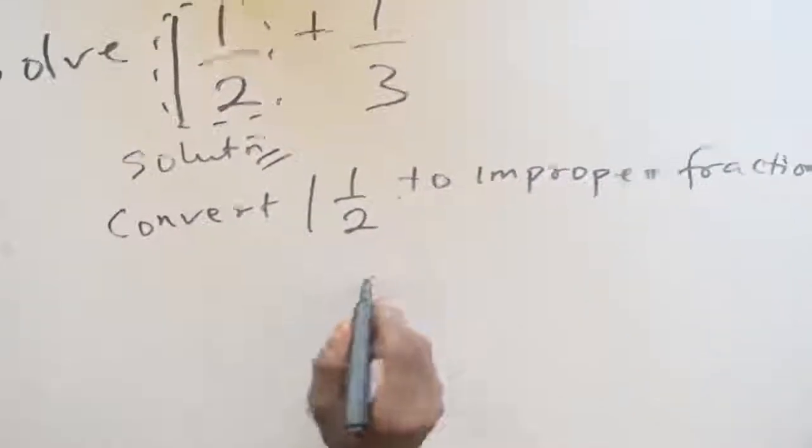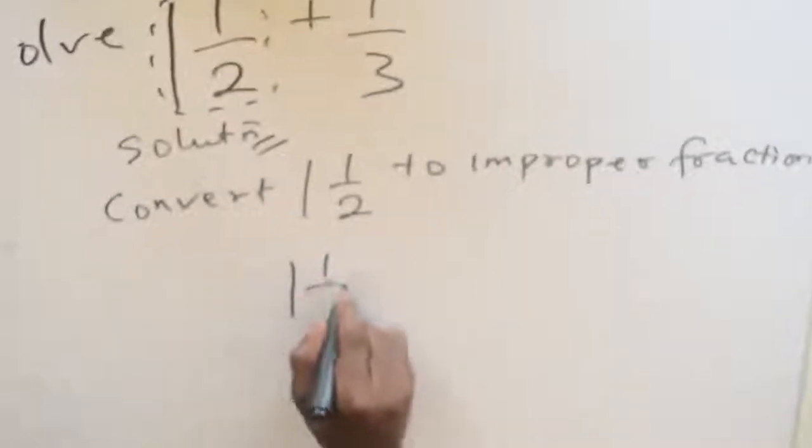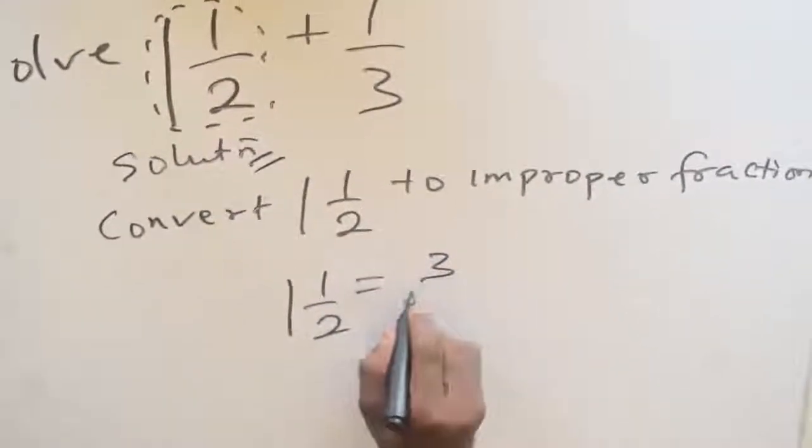So if you convert this, it's going to give you 1 and 1 over 2, which is something like saying 3 over 2.